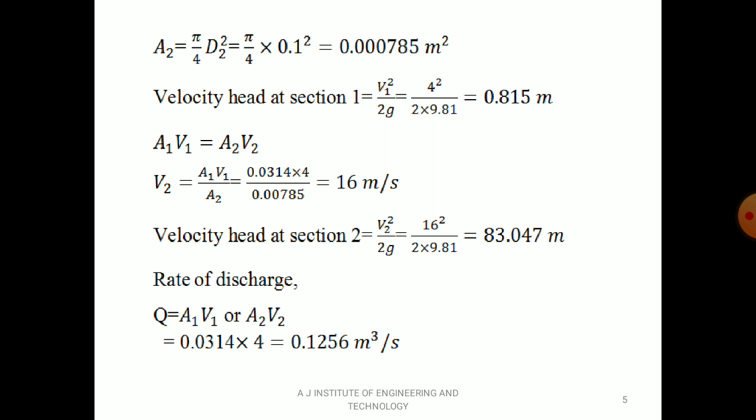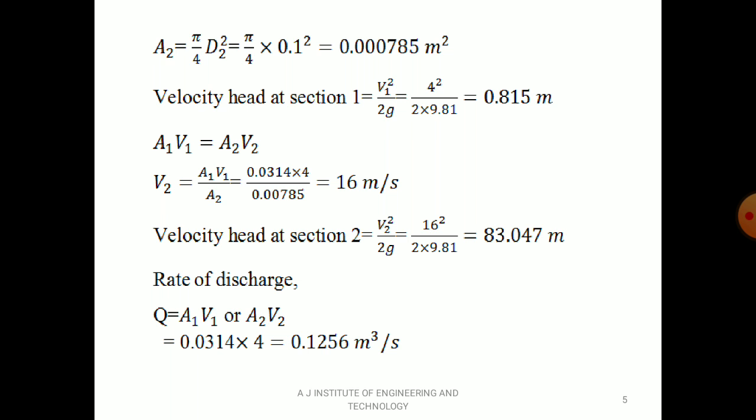So v2 equal to a1 v1 divided by a2. a1 is 0.0314, v1 given in the problem is 4, divided by a2, which is 0.000785. So the answer is 16 meter per second. That is the velocity at section 2. Now the velocity head at section 2 is equal to v2 square divided by 2g. The v2 value is 16 square divided by 2 into 9.81. So I got the answer as 83.047 meter. That is the velocity head at section 2.